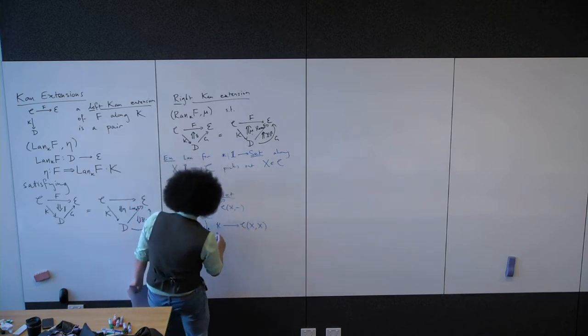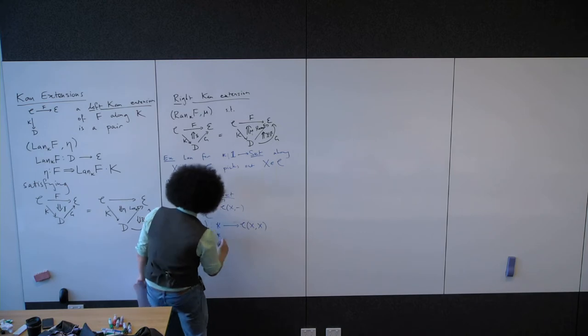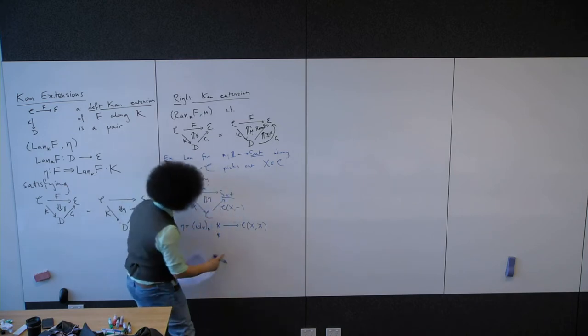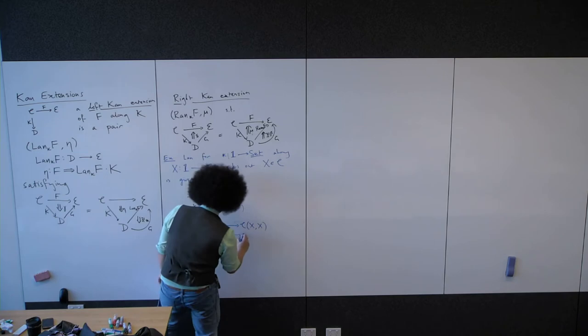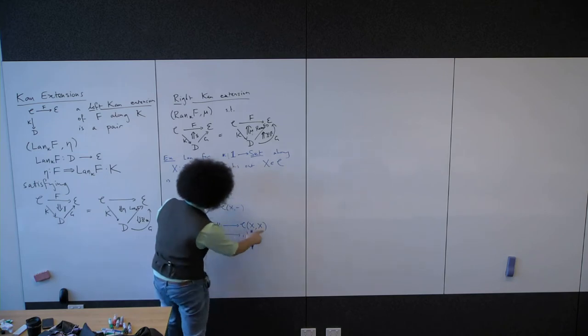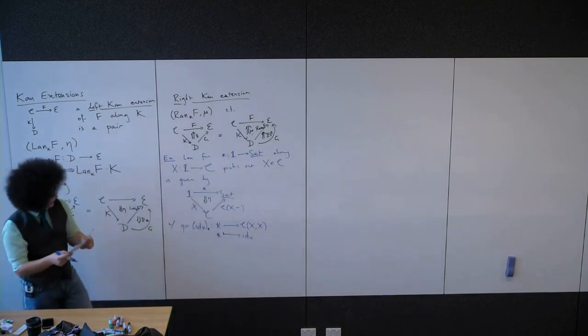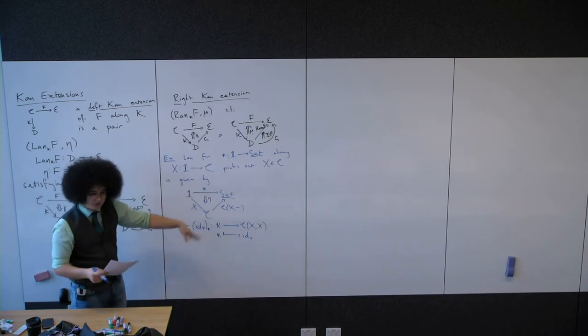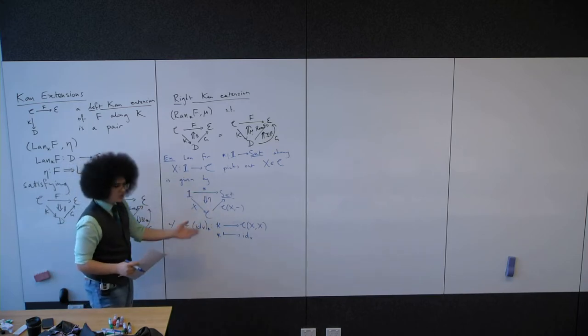And what does this do? I want to send star, now star is the element of this star, and I want to send it to the identity on X, which is also here. Okay, so this is a natural transformation between these functors. There's nothing to check.